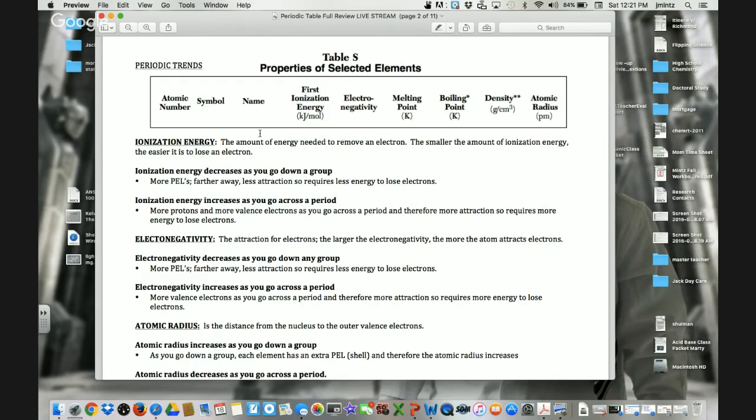They give you first ionization energy, which we'll talk about in a second, electronegativity, melting point, boiling point, density, and atomic radius on Table S. So what you do need to know about the terms is what they mean. So let's go through ionization energy first. So ionization energy is the amount of energy needed to remove an electron.